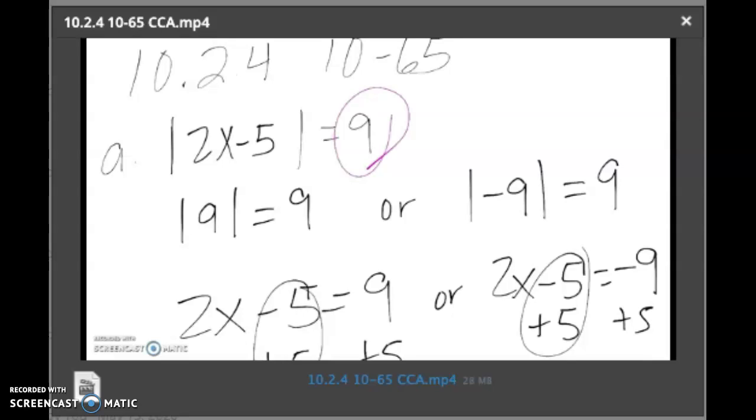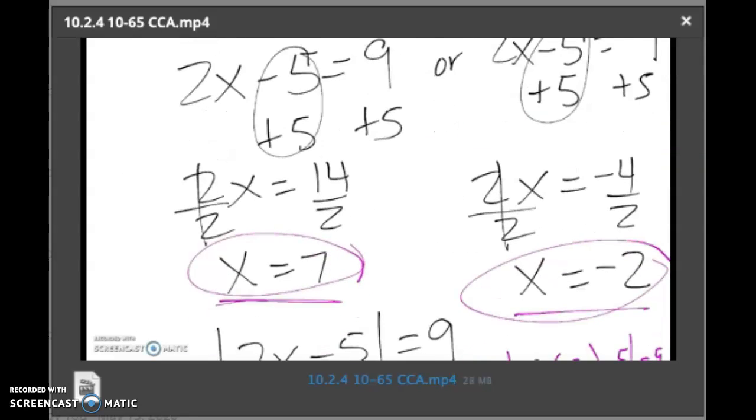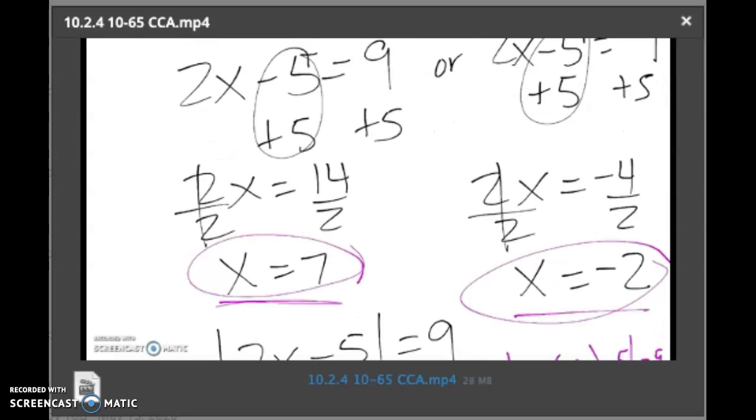Okay, so maybe you're seeing a pattern here. We have all the absolute value of 2x minus 5 equal to a positive number, and in that case, I ended up getting two solutions. X could have been 7 or -2.